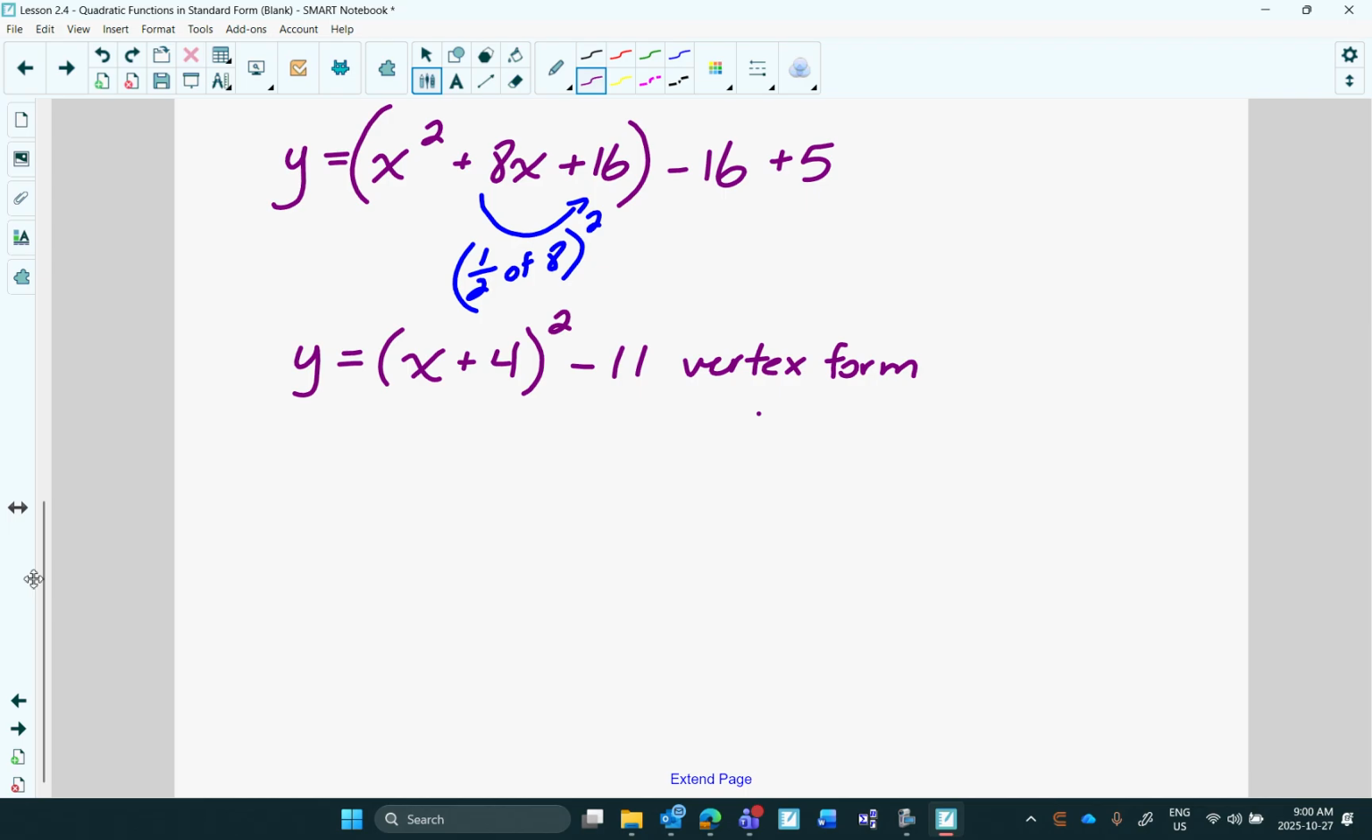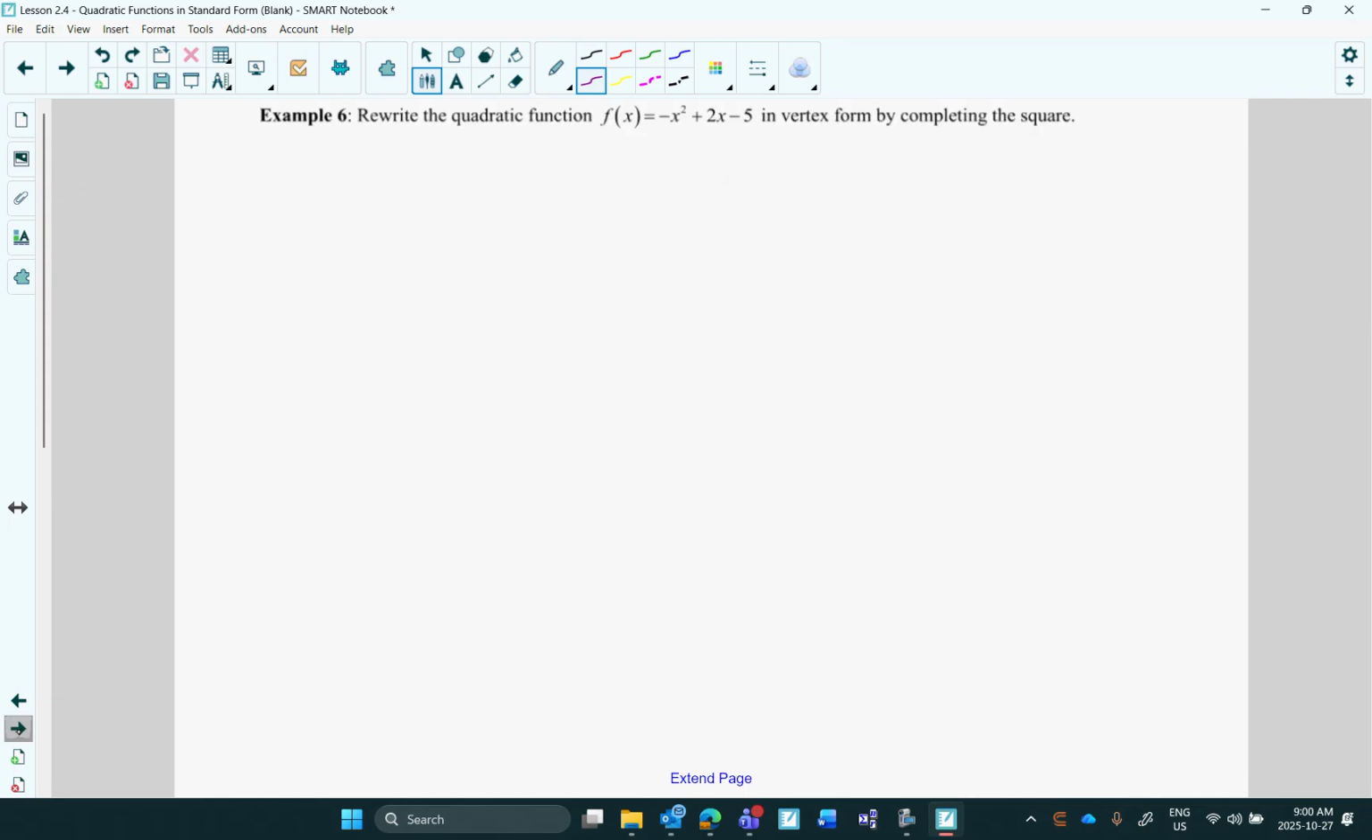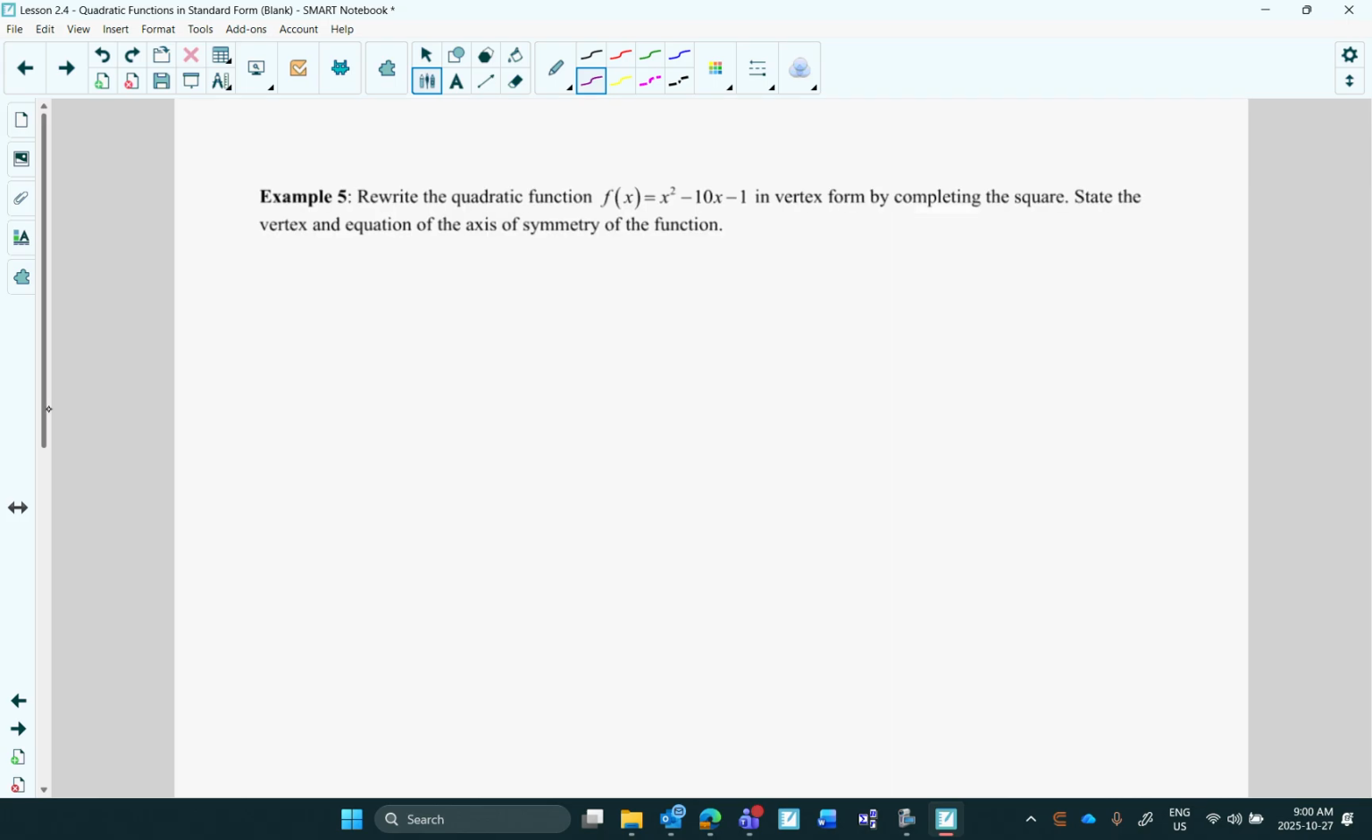Remember, that's the first one. We're going to do some practice here. Let's try this one. So I want to put it into vertex form. I'll use f of x. If you use y, it's still right. The x squared term and the x term, put them together. Put the number off to the side because it's not part of the completing the square.